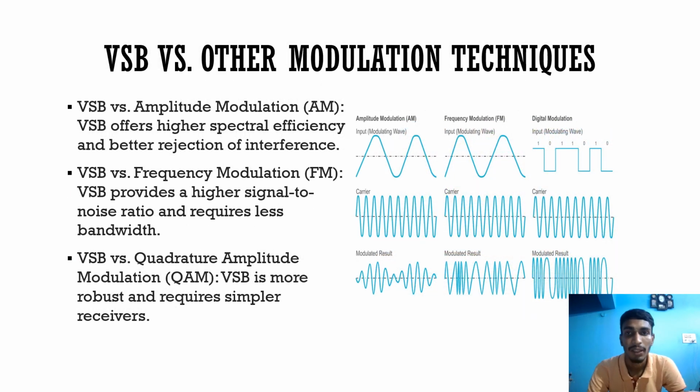VSB versus other modulation techniques. VSB versus amplitude modulation. Vestigial sideband offers high spectral efficiency and better rejection of interference, whereas amplitude modulation has a bit lesser spectral efficiency. Vestigial sideband versus frequency modulation. VSB provides a higher signal to noise ratio and requires less bandwidth, and in frequency modulation the noise is a bit more. VSB versus quadrature amplitude modulation. VSB is more robust and requires simpler receivers.